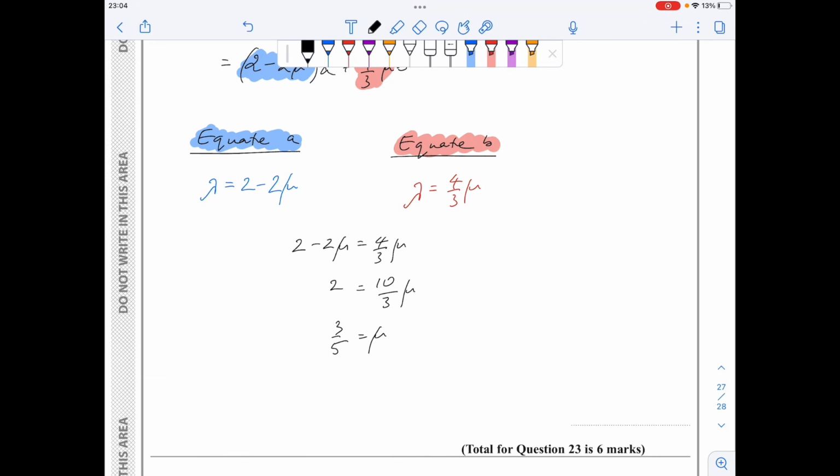And then I can substitute this value into any of those two equations. I'll go to the right, the red one. So lambda is equal to 4 over 3 times 3 over 5, which gives me 4 over 5. Hence, OP to PM is 4 over 5 to 1 over 5, which simplifies to 4 to 1, which is my final answer.